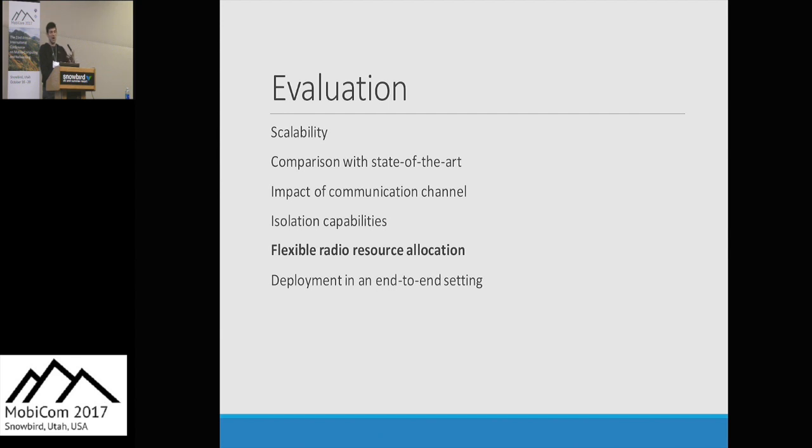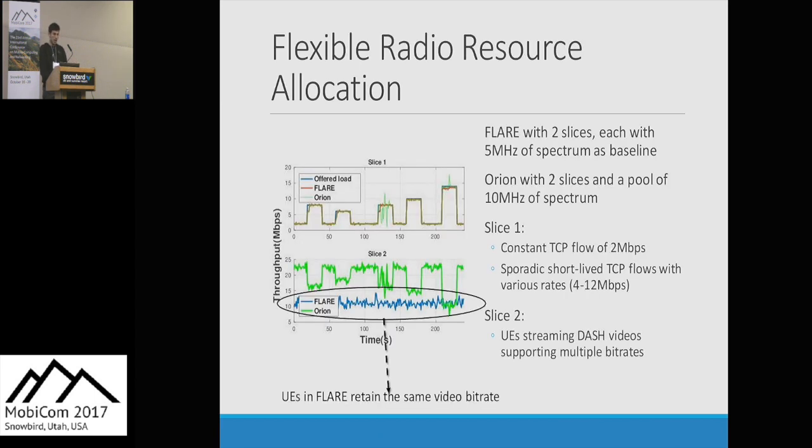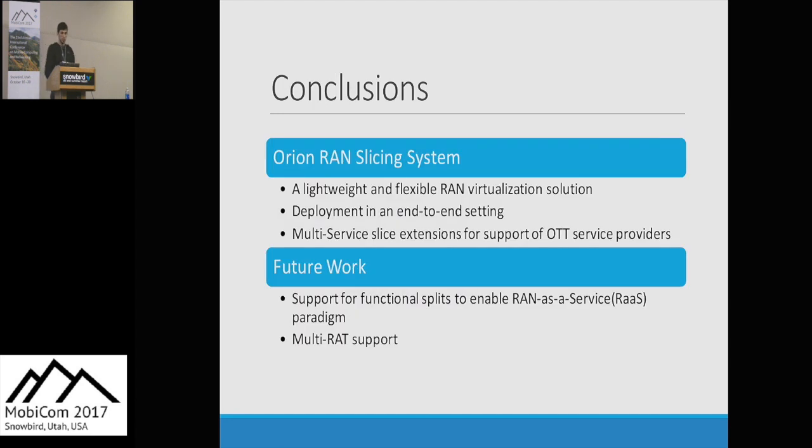One thing that I wanted to present is how Orion would allow the more flexible allocation of the radio resources compared to the existing solutions. And so I'd just like to conclude by saying that Orion is a RAN slicing system that provides a lightweight and flexible virtualization solution for the RAN. Other things that we present in the paper, and I did not discuss here, is we show how Orion could be deployed in an end-to-end setting, and additionally how the design of Orion could be extended in order to allow multi-service capabilities within a slice in order to support over-the-top service providers.